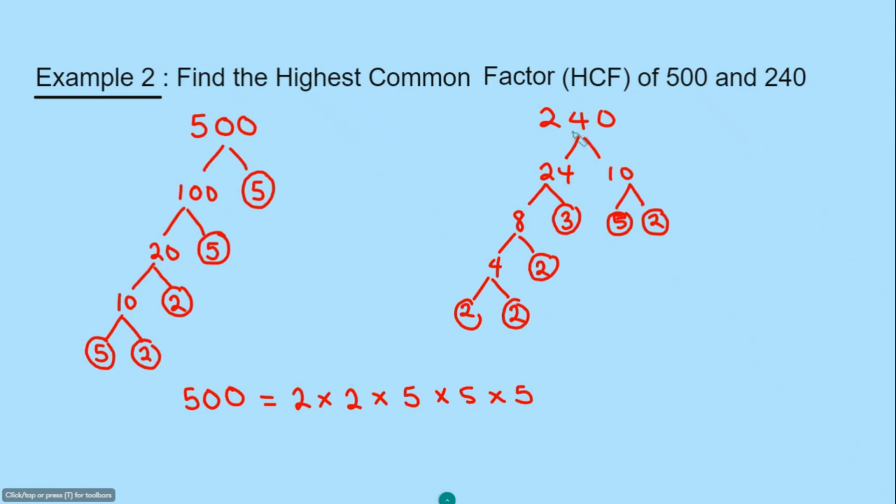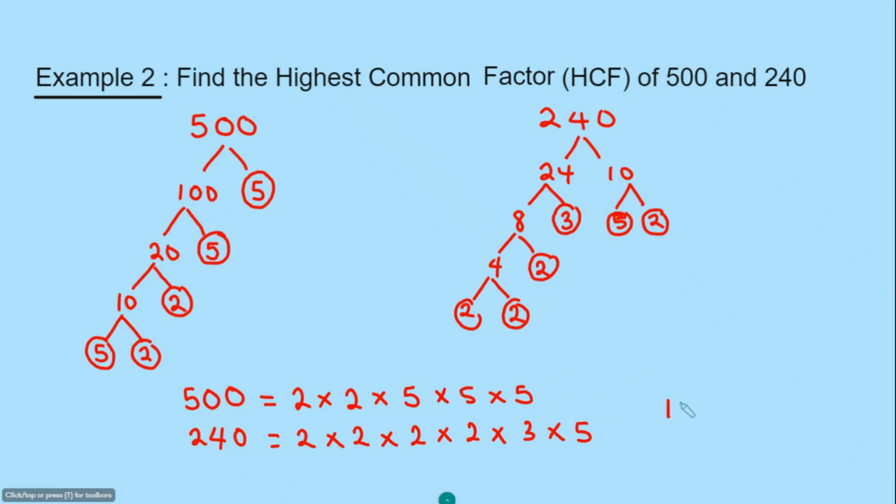And so I'm going to write down 240 here as a product of its prime numbers. Now remember, I have to start off with smaller numbers, so I'm going to have 2 times 2 times 2 times 2 times 3 and times 5. So I have both numbers, 500 and 240, written as a product of primes.